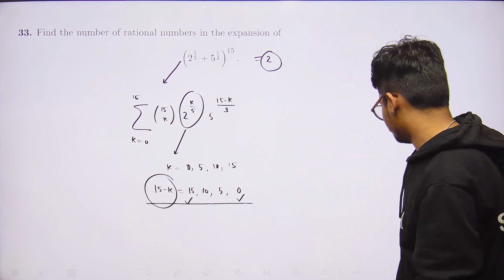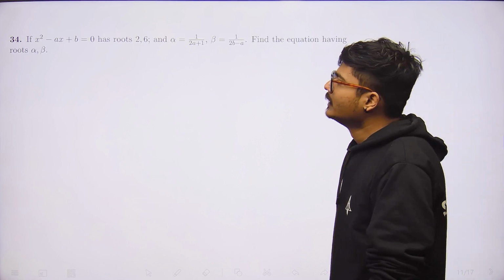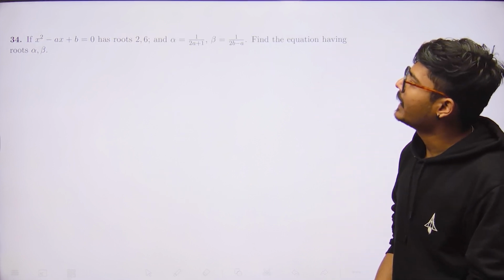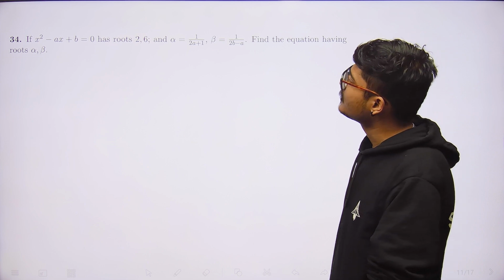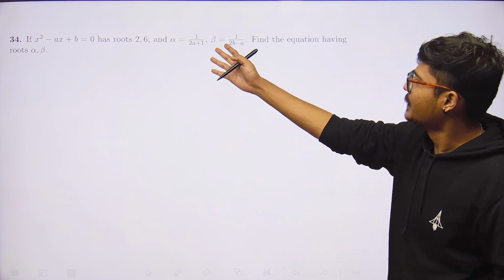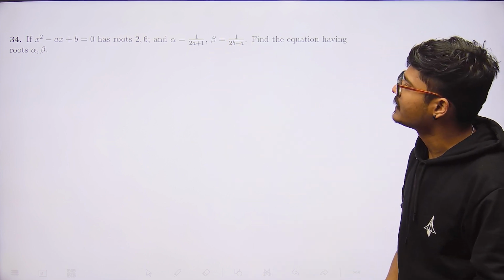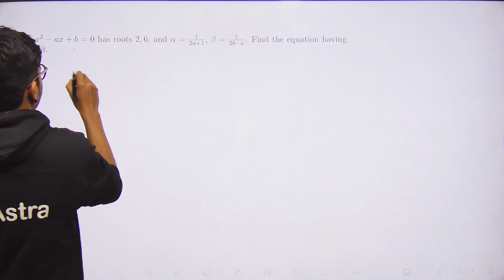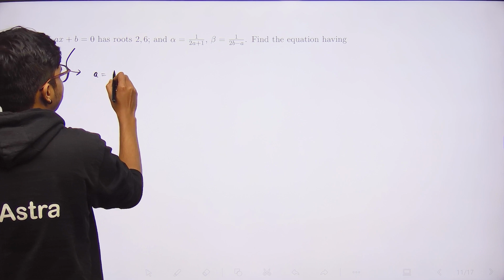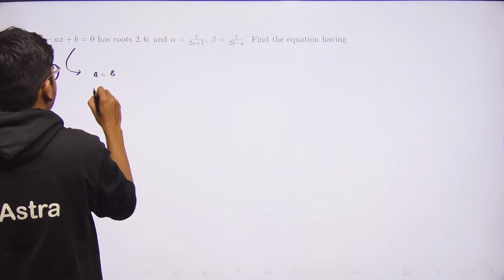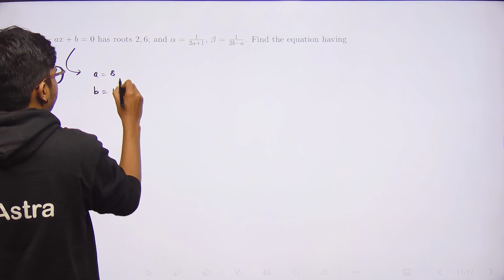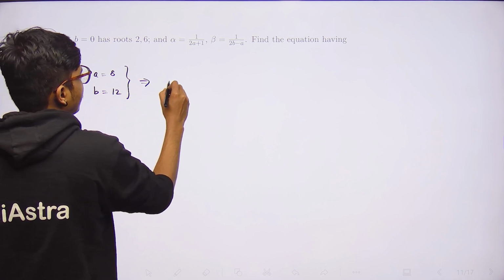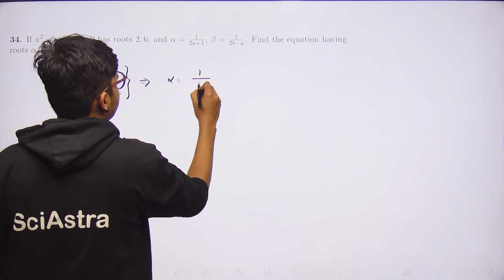Simple. Okay. Cool. Question 34 is, if x square minus ax plus b equal to 0 has roots 2 and 6 and we define alpha to be this, beta to be this, then find the equation having roots alpha and beta. तो यहाँ से क्या मिल रहा है? First of all, what is the value of a? By beta it should be 2 plus 6, right? So that's 8. Value of b क्या आ जाएगा? Product, so 12.